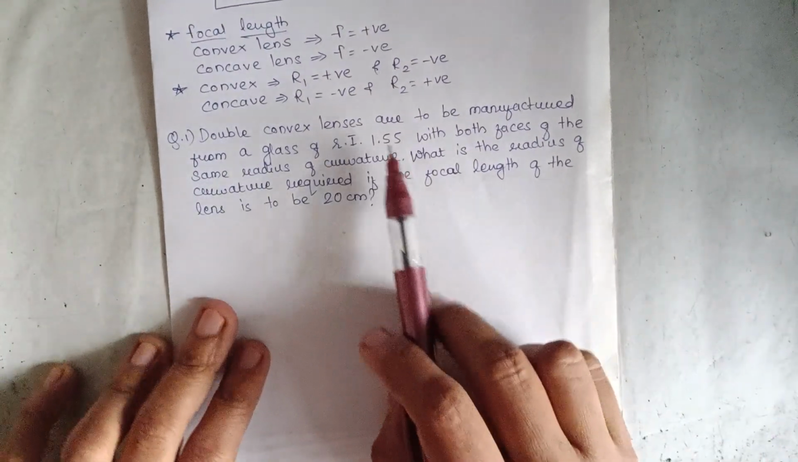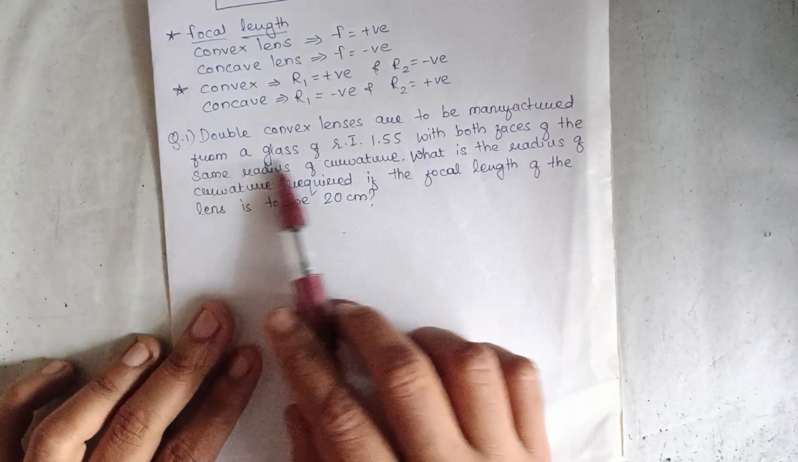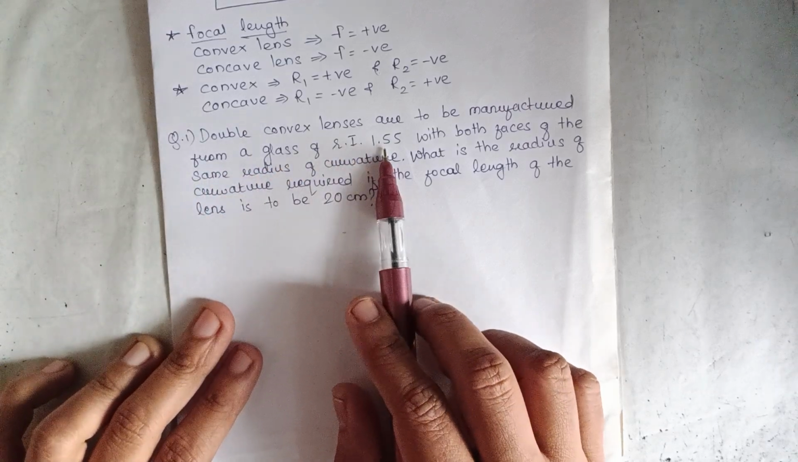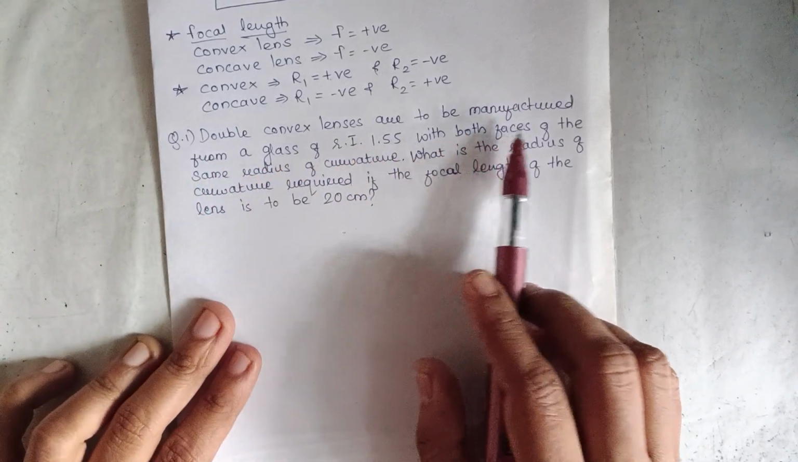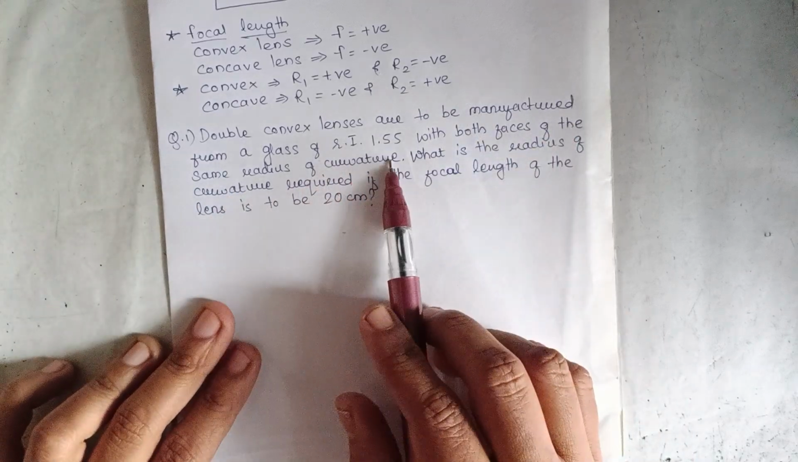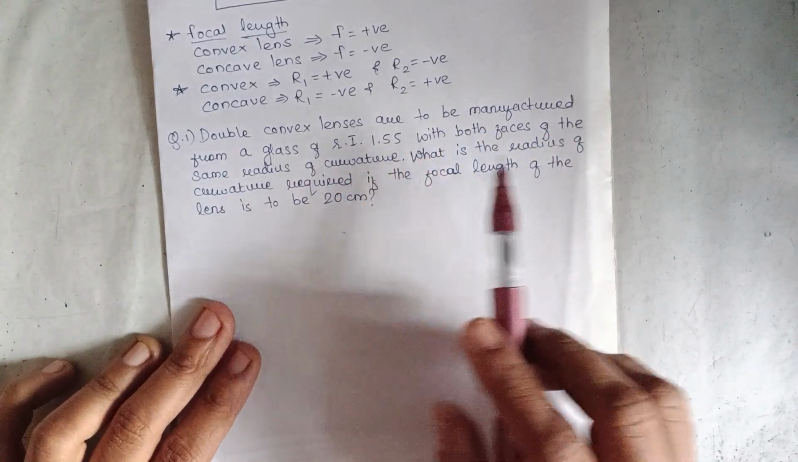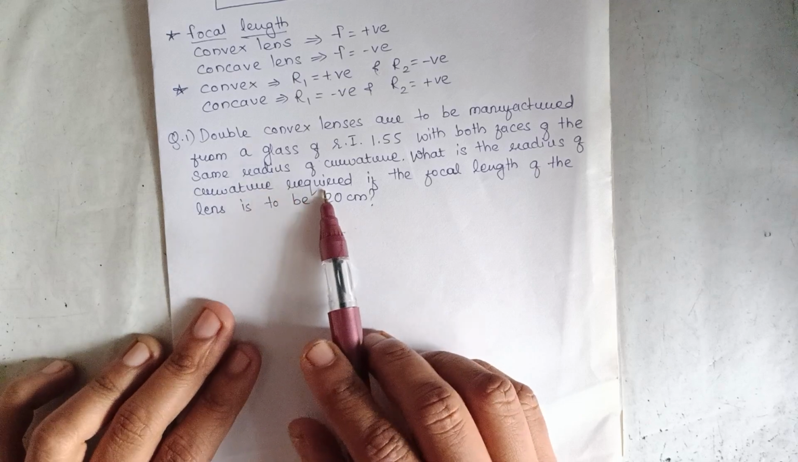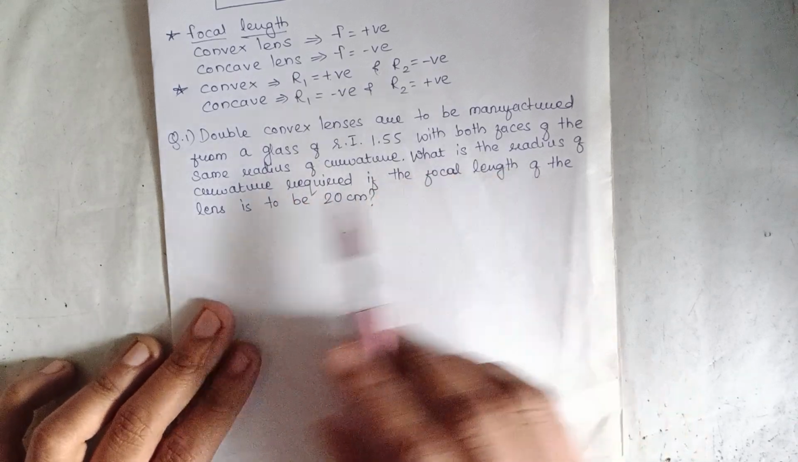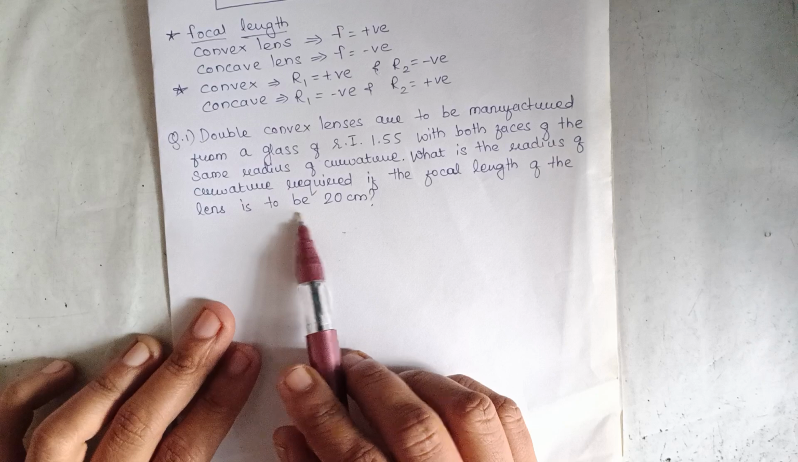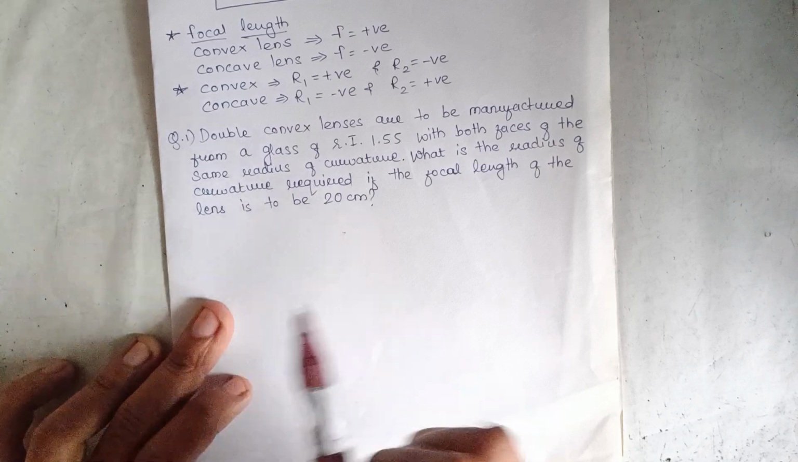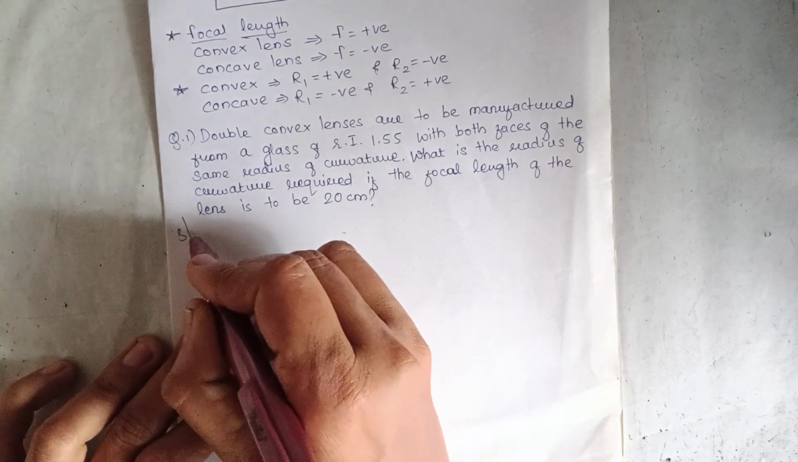Double convex lenses are to be manufactured from a glass of refractive index 1.55 with both faces of the same radius of curvature. What is the radius of curvature required if the focal length of the lens is to be 20 centimeter? So first you have to write what is given.